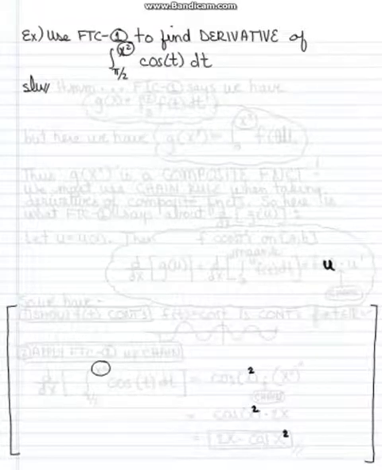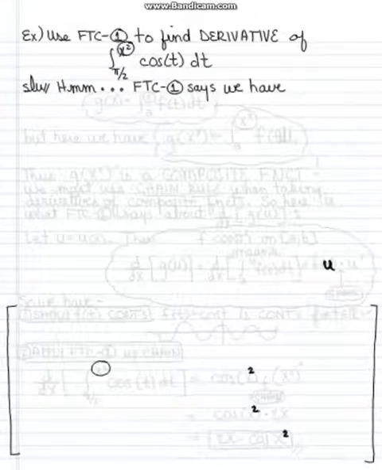Use the fundamental theorem of calculus part 1 to find the derivative of the integral from t equals the lower limit pi over 2 to t equals the upper limit x squared of cosine of t dt. This problem looks a little strange. They tell us to use the fundamental theorem of calculus part 1, but here's exactly what that fundamental theorem part 1 says.